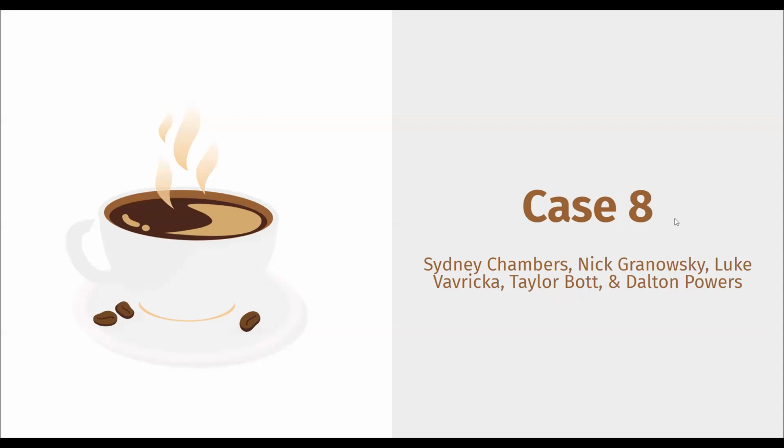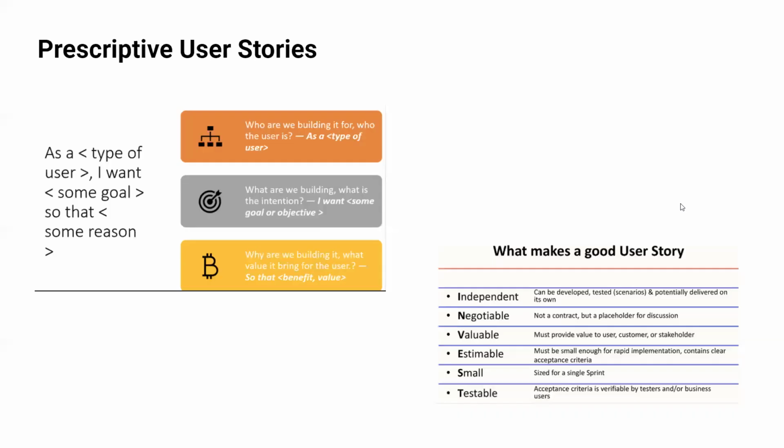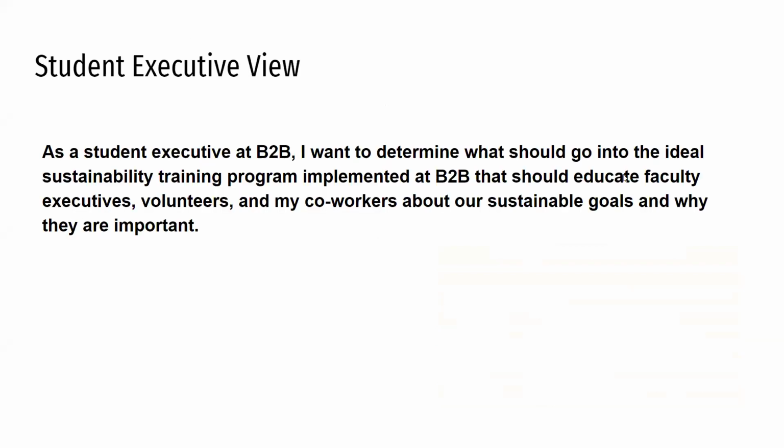Today we're going to be discussing our prescriptive user stories. Similar to the predictive ones, user stories are made up of independent, negotiable, valuable, estimatable, small, and testable frameworks. They usually follow a format of "As a type of user, I want some goal, so that some reason." The key thing to remember when creating and analyzing prescriptive stories is that they talk about how things should be, specifically something like an ideal scenario.